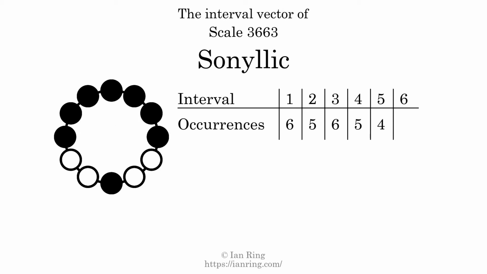There are 4 intervals with a size of 5 semitones. They are here, here, here, and here. There are 2 intervals with a size of 6 semitones. They are here, and here. Each interval does not appear in this scale a unique number of times, so this is not a deep scale.